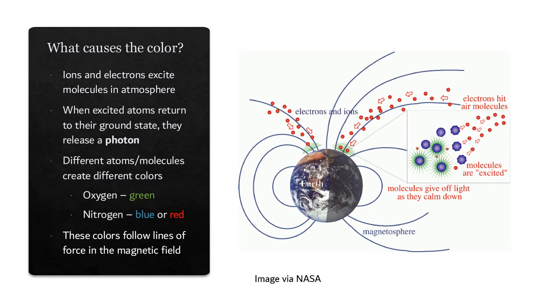So what causes the color? The ions and electrons that manage to enter the atmosphere via the magnetic field lines excite molecules in our atmosphere. When these molecules get excited, eventually they return to their ground state, releasing a photon, which is a particle of light. Different atoms and molecules will create different colors, so generally the most common are oxygen and nitrogen. Oxygen produces green colors in the sky, and nitrogen produces blue or red. And these colors tend to follow the lines of force in the magnetic field, which is why it sometimes appears like streaming ribbons in the sky.